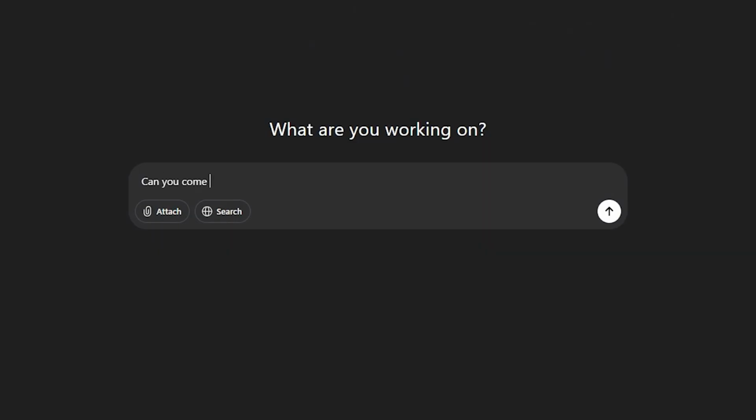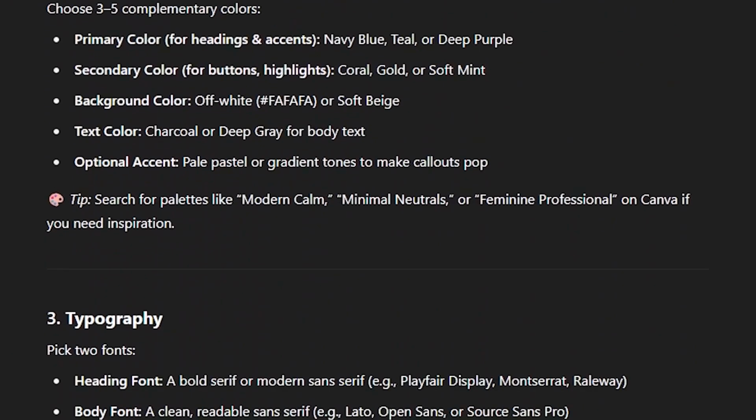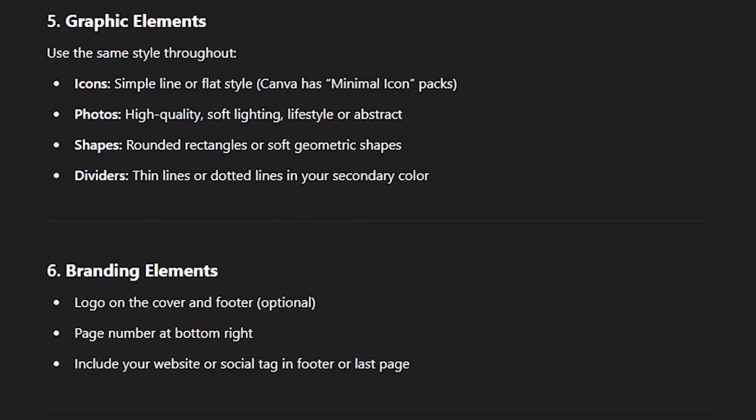All you gotta do is ask ChatGPT to come up with a look guide for this particular thing. Make sure you ask it to describe what it would look like so that someone can design it on Canva. With that, you can see how you can use ChatGPT and Canva to bring your digital creation to life.